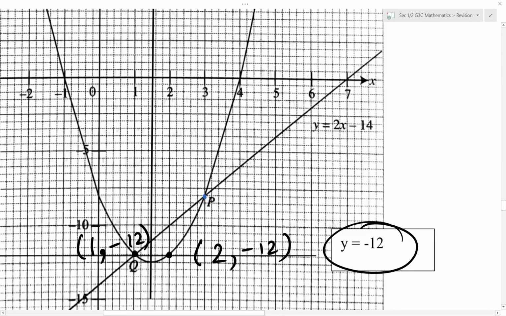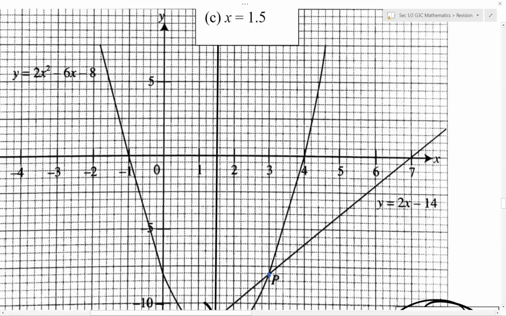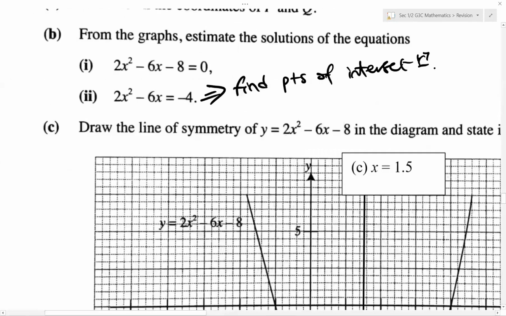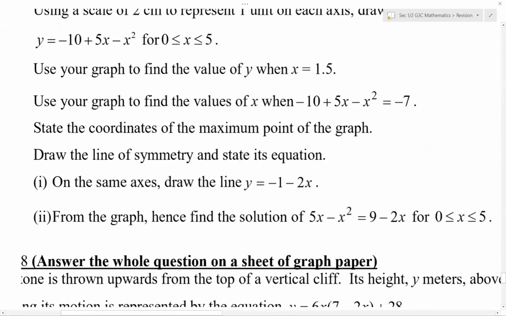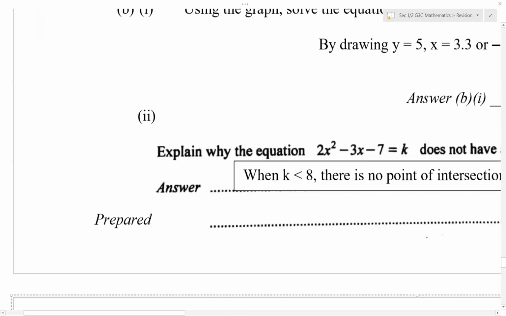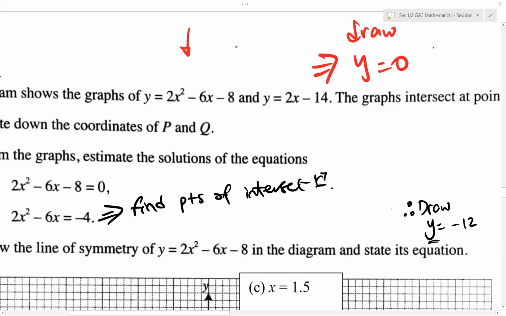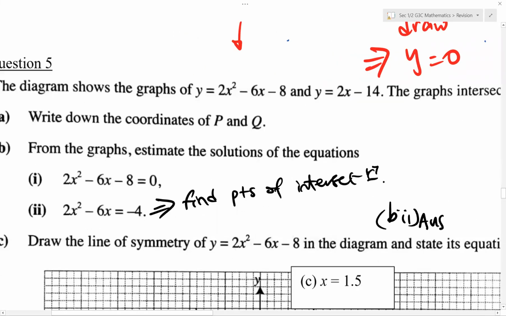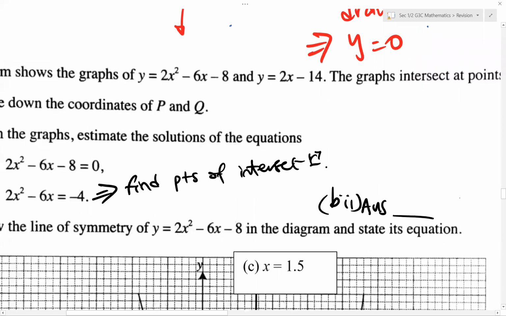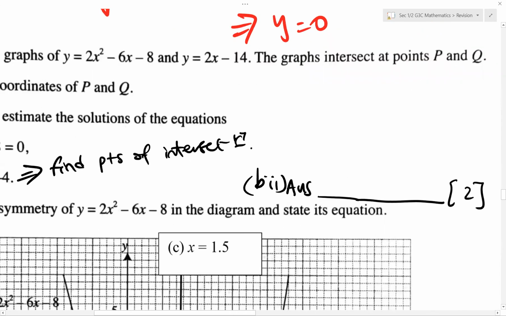So if you remember part of today's lesson, find the point of intersection. 1, -12, 2, -12. You go back to the question, you say my answer. Is it? Then in B part 2, answer. Over here, this would be worth at least 2 marks. You write down 1, -12, 2, -12, you get 0.